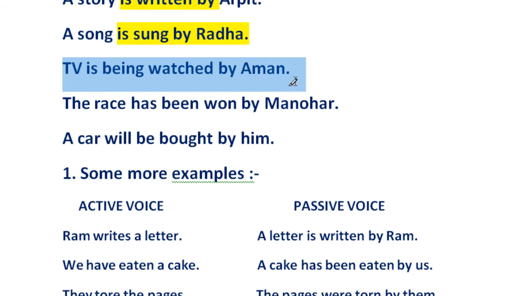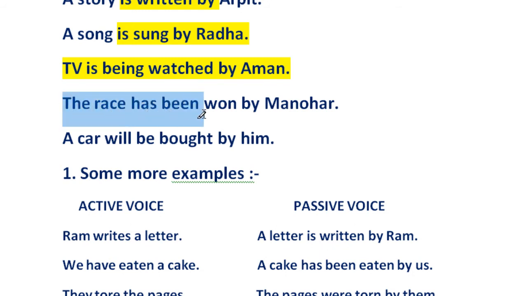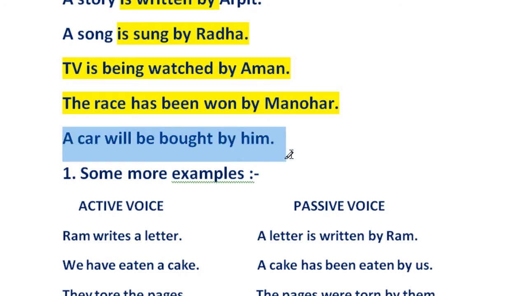TV is being watched by Aman. TV is not watching, but TV is being watched by Aman. Aman is watching TV. TV is not watching anything. So TV is being watched by Aman. This is in passive voice. The race has been won by Manohar. A car will be bought by him.